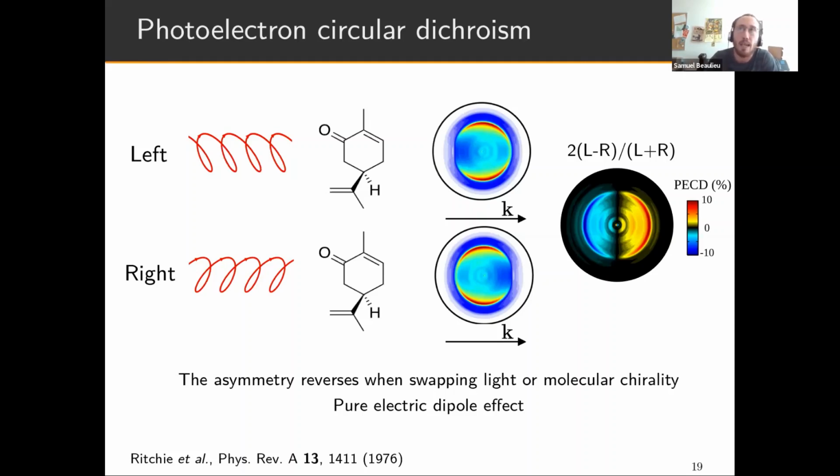As one can see here on the color bar, the strength of the signal is orders of magnitude larger than standard absorption circular dichroism. The reason for that is that PECD finds its origin only in electric dipole transitions. It doesn't rely on any magnetic interaction, in opposition to absorption CD, which relies, as I said before, on interference between electric and magnetic dipole transitions. So this is a physical reason why this signal is so strong.